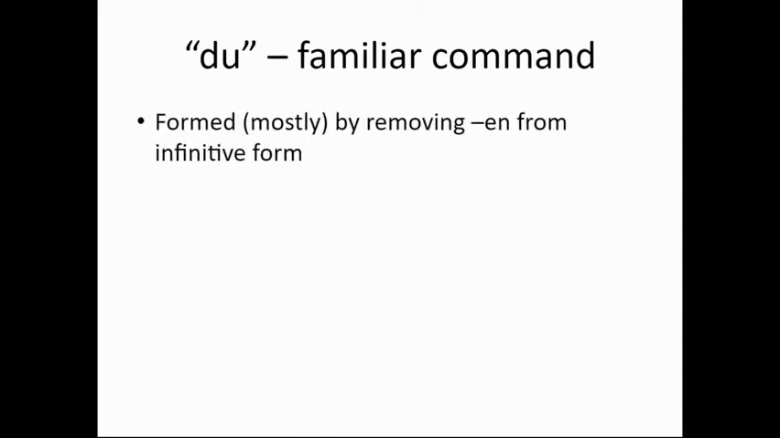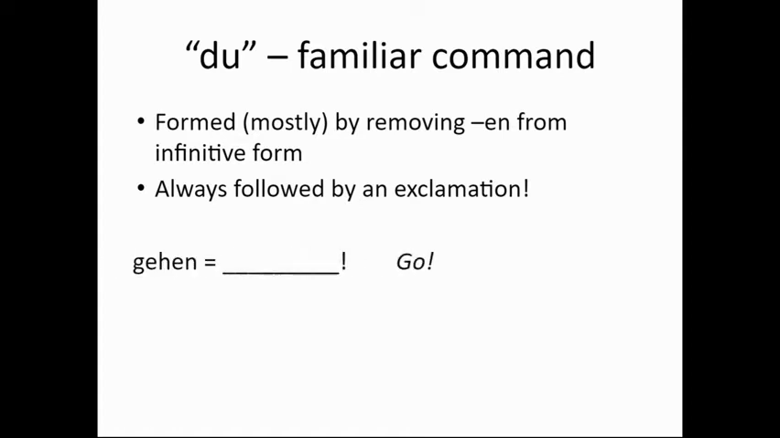So, it's pretty easy. All you do is you take the infinitive of the verb, right? Like gehen, spielen, laufen. You just take off the en, right? So, if you take off the en, it's also always followed by an exclamation mark. If you take off the en, right, we have the verb gehen. How do you say go? Just like a command, like go. You would say geh, all right?